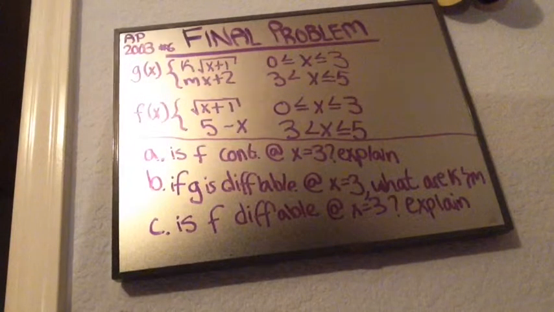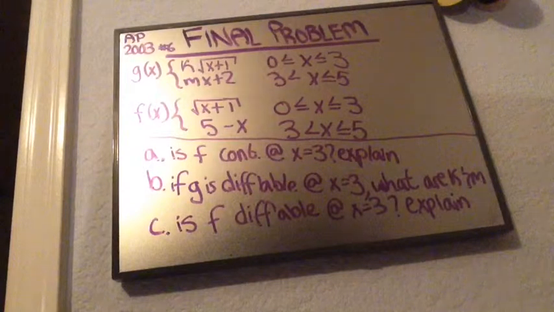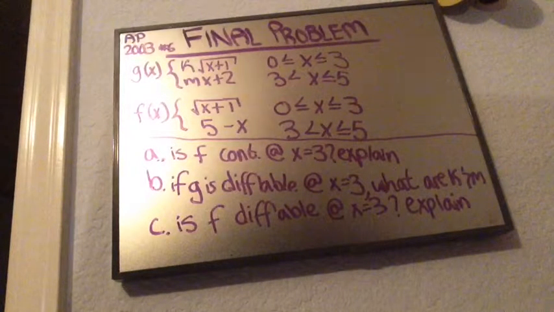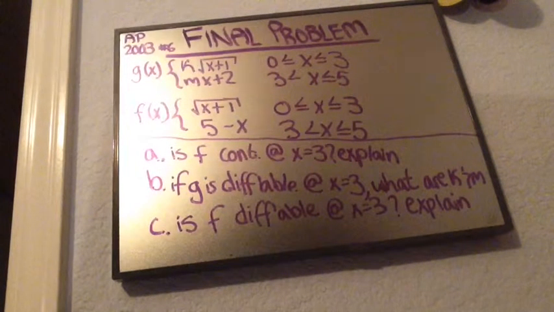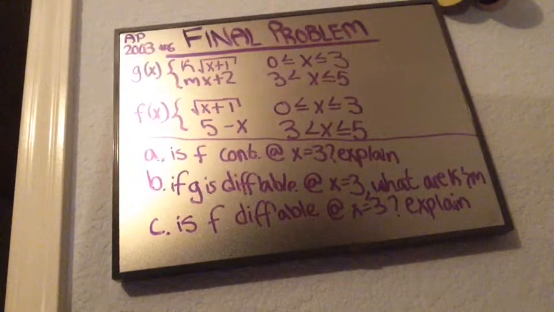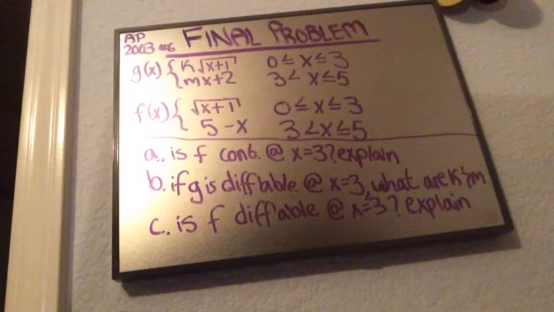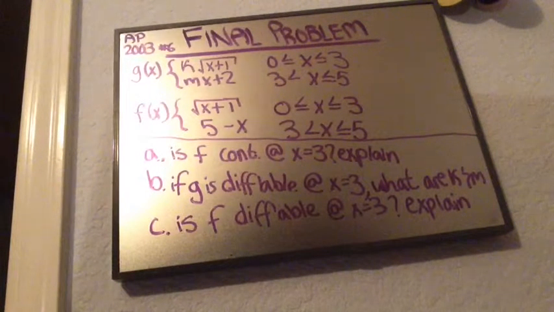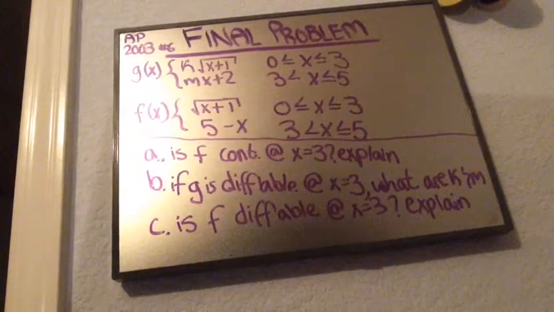Here's one more really hard problem for you from 2003 AP Calc AB test number 6. G of x is defined as k times the square root of x plus 1 from 0 is less than or equal to x, which is less than or equal to 3, and m times x plus 2 from 3 is less than x, which is less than or equal to 5. F of x is defined as the square root of x plus 1 when 0 is less than or equal to x, which is less than or equal to 3, and 5 minus x when 3 is less than x, which is less than or equal to 5.